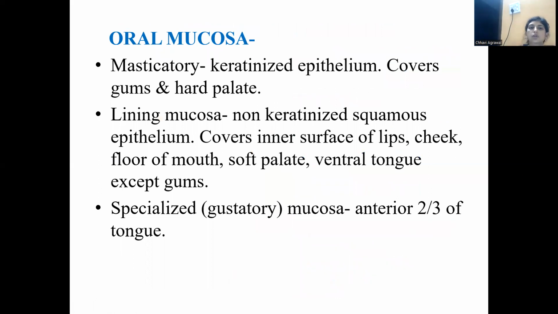So the lining mucosa of the oral cavity is the non-keratinizing squamous epithelium. It covers the inner surface of lips, cheek, floor of the mouth, soft palate, and ventral tongue, except for the gums.